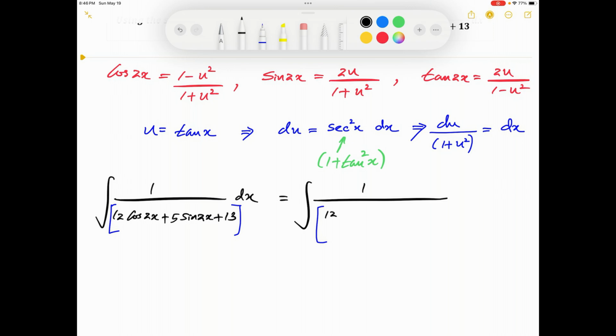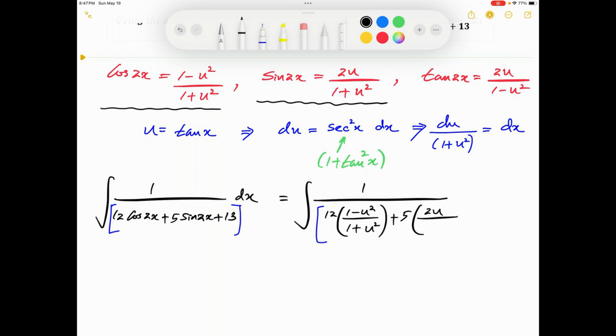We know cosine 2x is equal to 1 minus u squared over 1 plus u squared, so let me write it as that: 12 times 1 minus u squared over 1 plus u squared. And then I have plus 5 times sine 2x. Sine 2x is equal to 2u divided by 1 plus u squared. And then I have a plus 13. All of these are in the denominator, and then I need to close brackets.